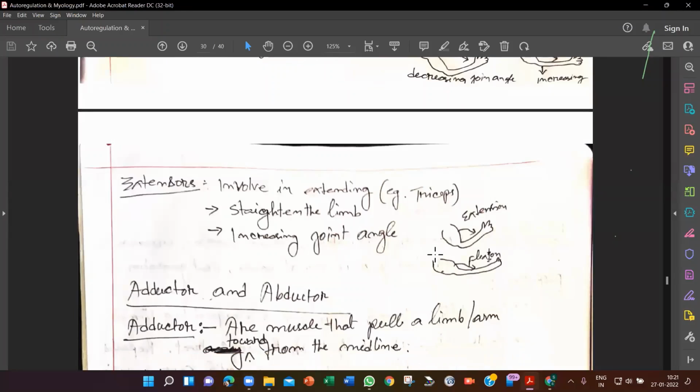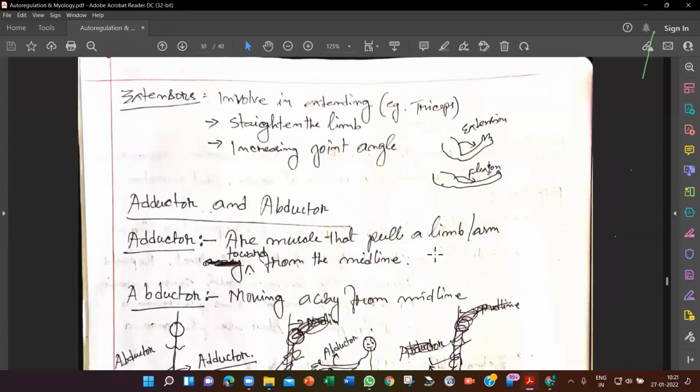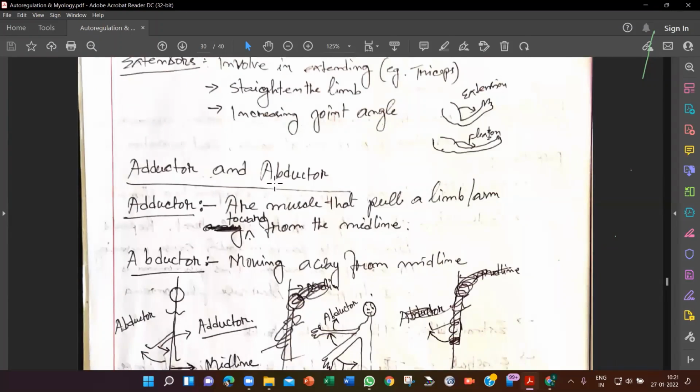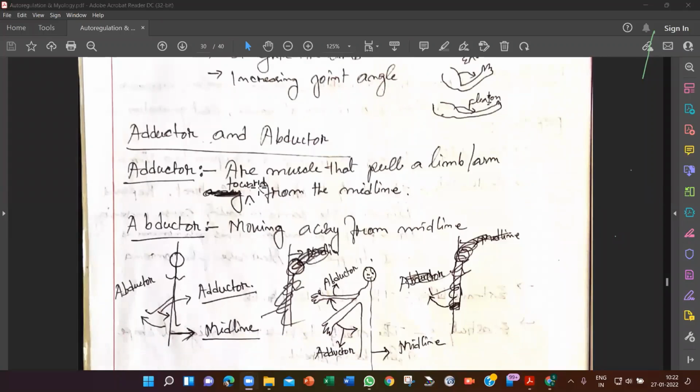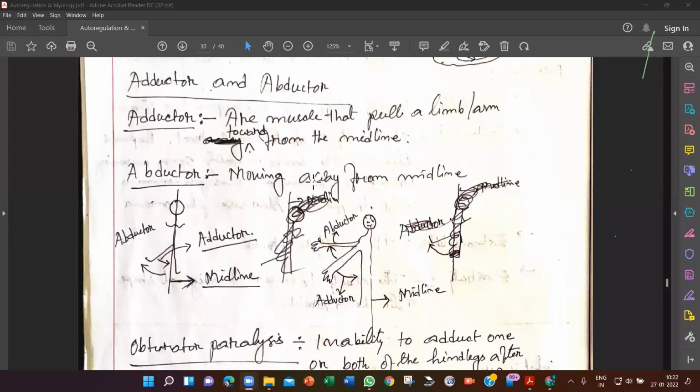So that is about extensor and flexor. Then adductor and abductor. Adductor are muscles that pull a limb or arm toward the midline. So this is an adductor muscle, and abductor moves away from the midline.